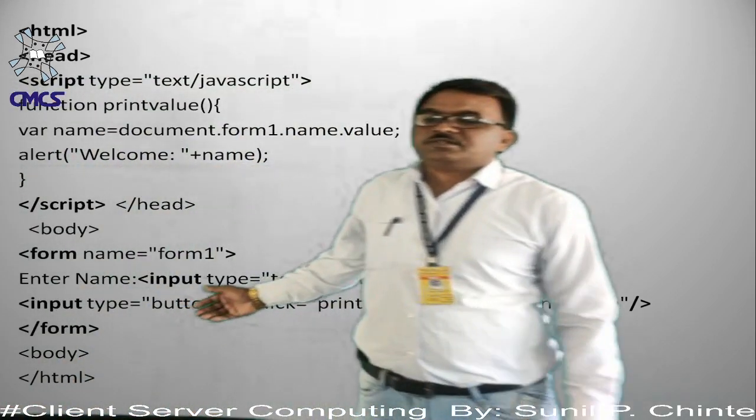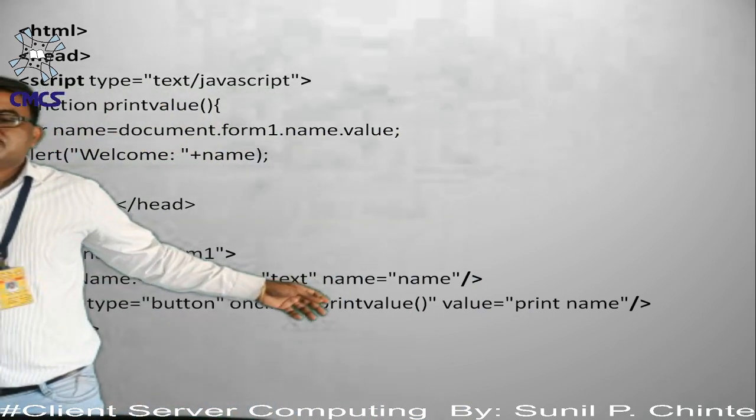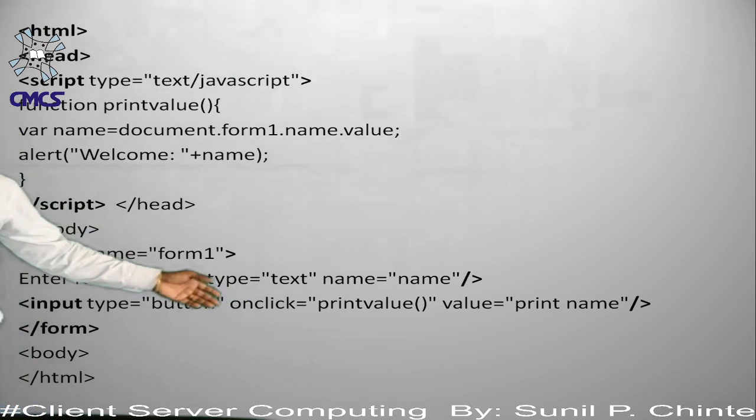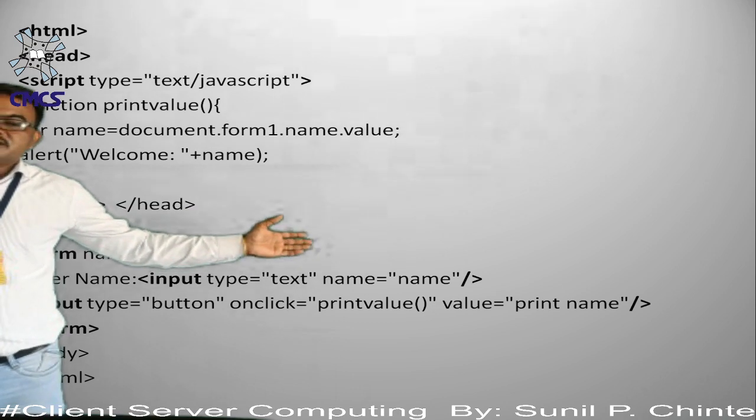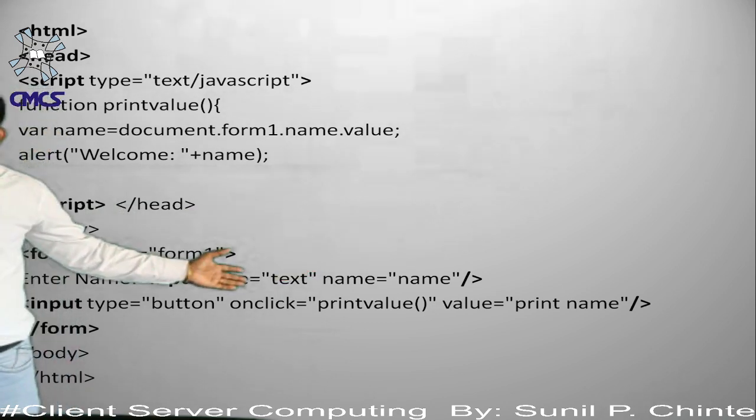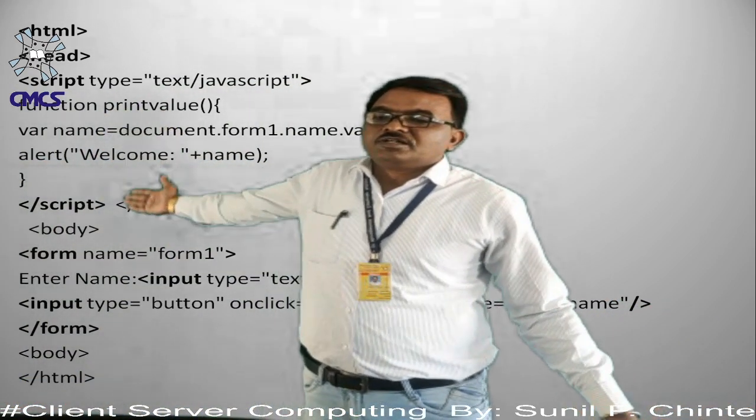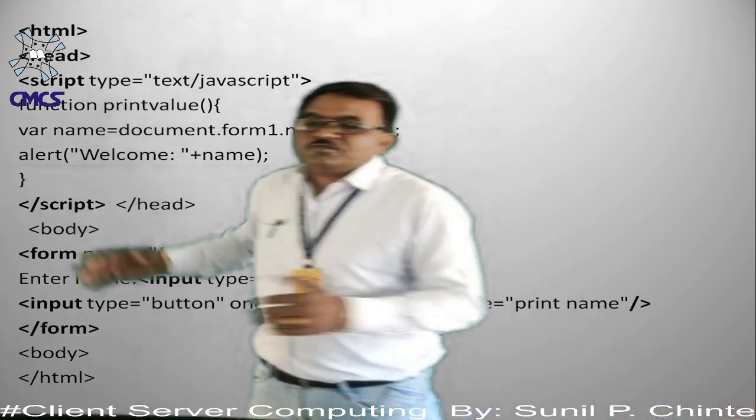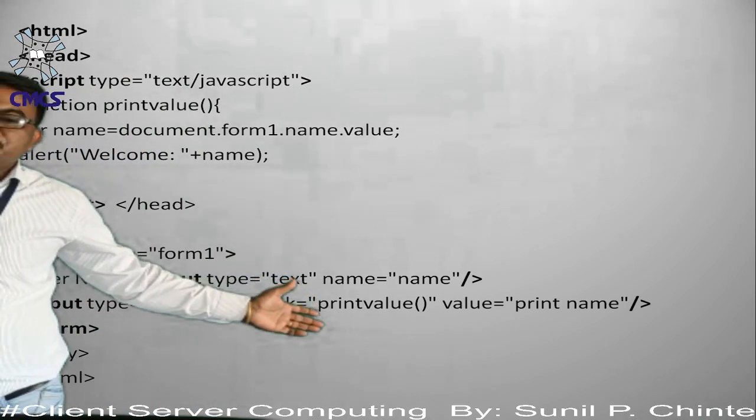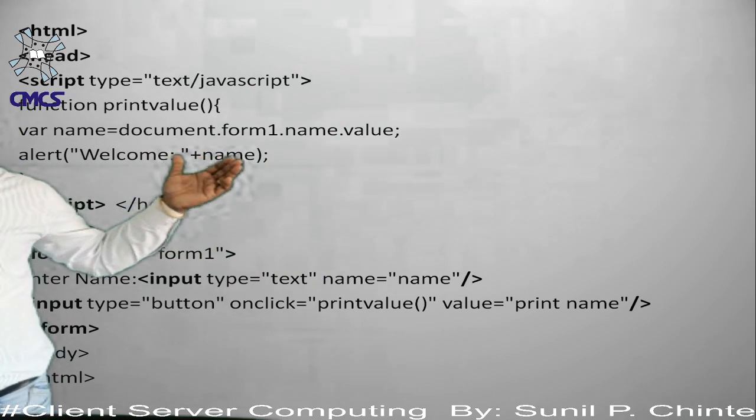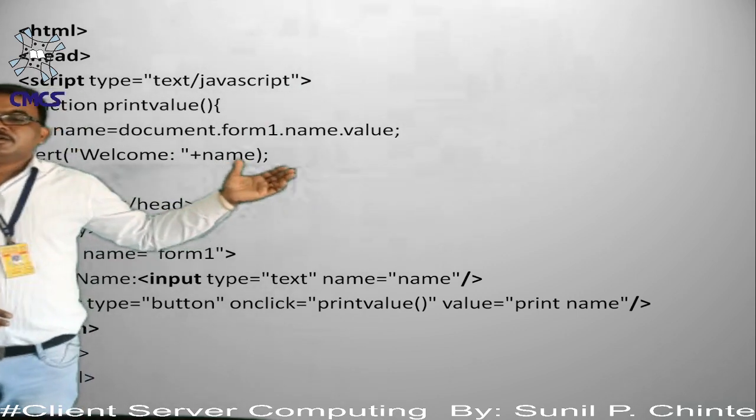Here is a simple example through which you can understand the methods. There is one input through which the user can enter his name. After clicking the button, the print value function will be called. The value entered through this input field will be collected by using document.form.name.value.